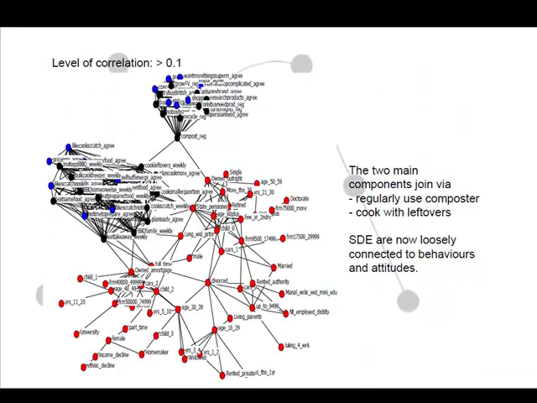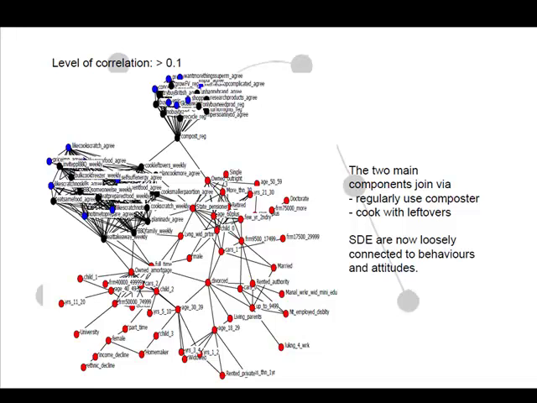And this is a lower level of correlation, and now we can see that our different components merge together. So the two main components, the environmental attitudes and the cooking practices, join only via two variables, the regular use of composter and cooking with leftovers. So if you cook with leftovers, you normally have a compost. But now also the socio-demographic variables are loosely connected to behaviors and attitudes.